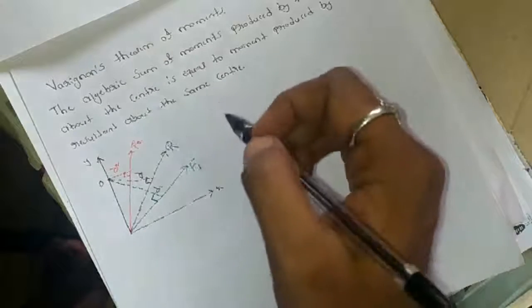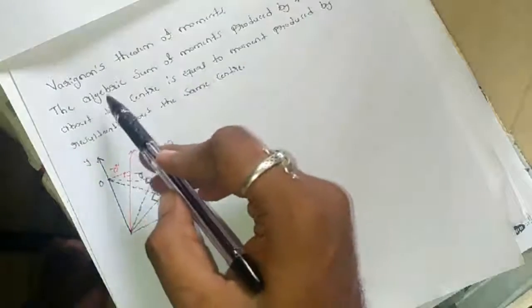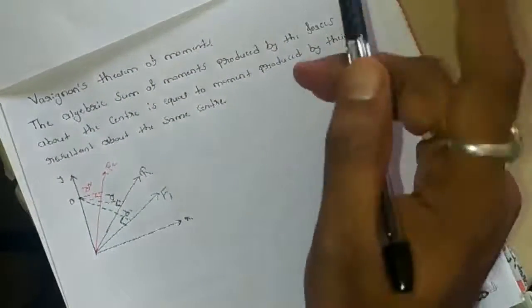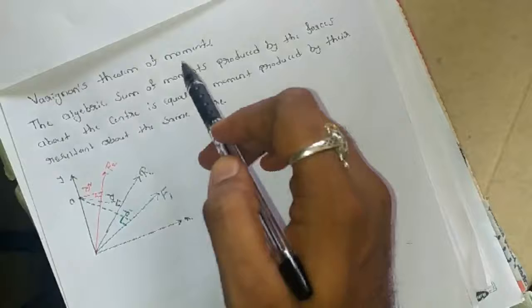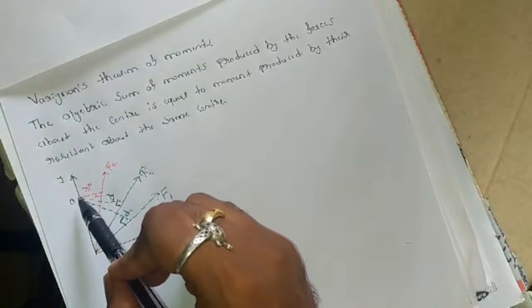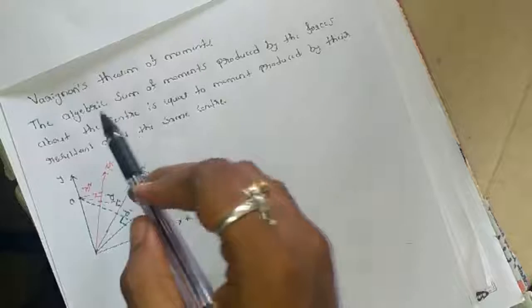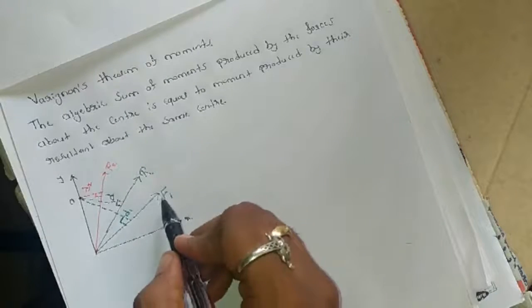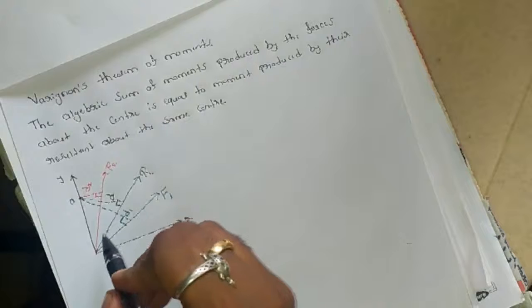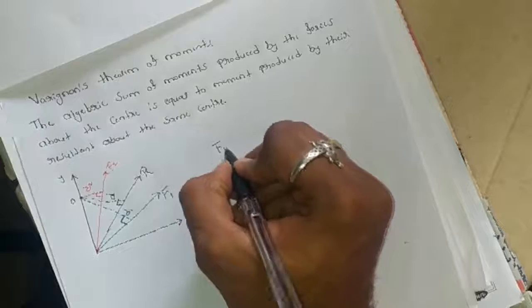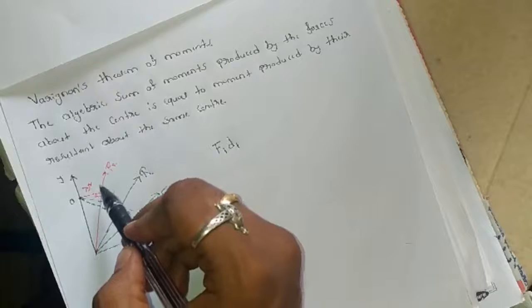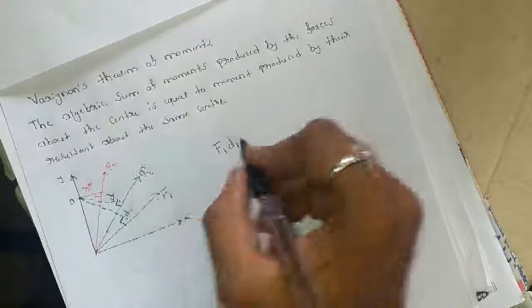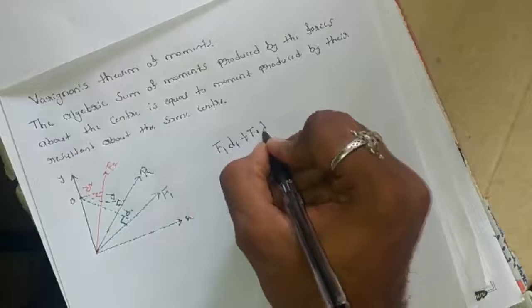Now what does Varignon's theorem state? According to Varignon's theorem, the algebraic sum of moments produced by the forces. What is a moment? Moment is force into perpendicular distance. Now I am considering moments about point O. If you consider force F1 about point O, the moment is force into perpendicular distance, that is F1 into d1. There is one more force F2 with distance d2, so the moment is F2 into d2.